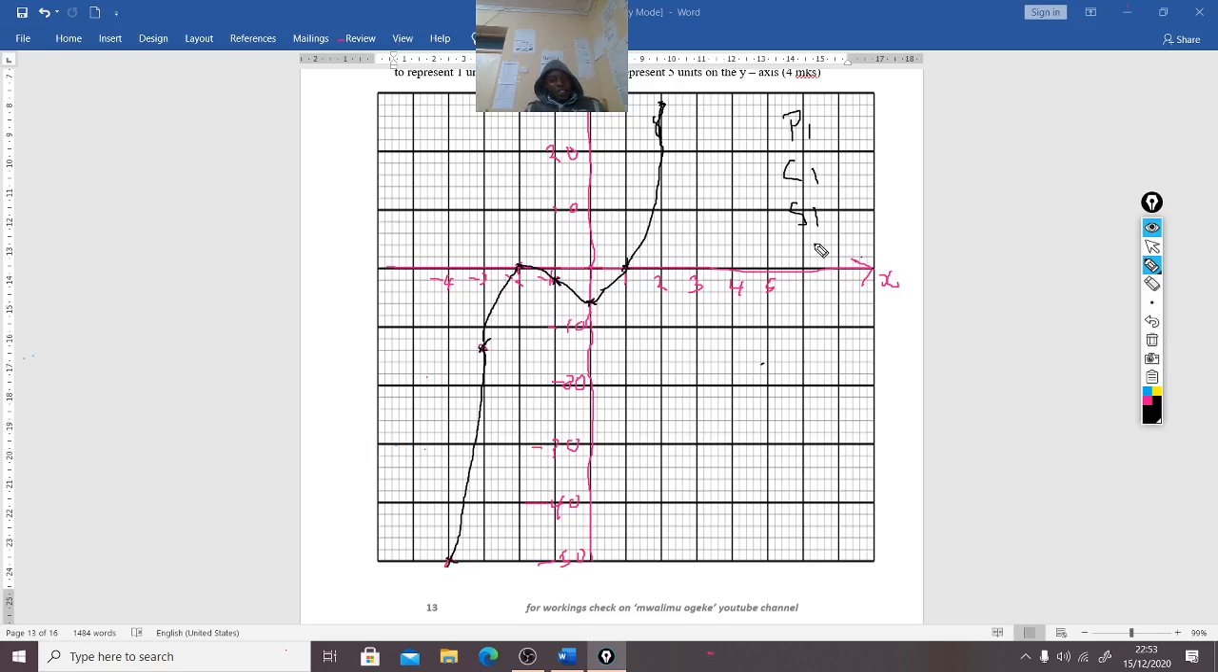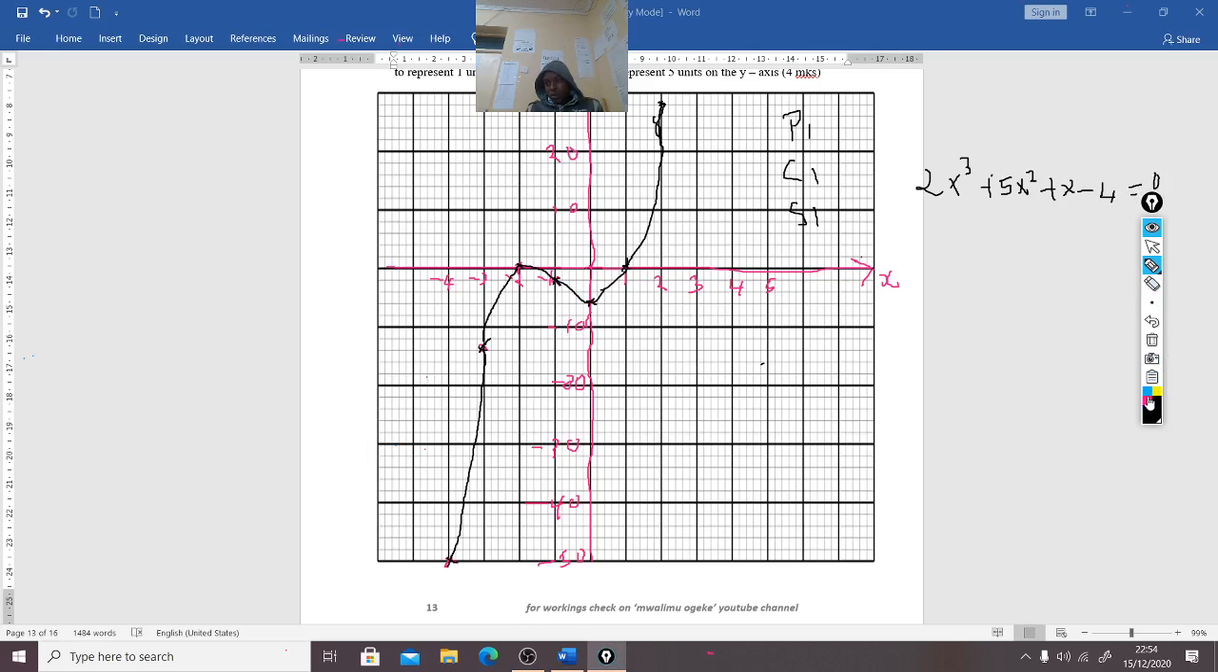Then the next question is that by drawing a suitable line, you use your graph to solve 2x cubed plus 5x squared plus x minus 4 equals to 0. Remember we are using this graph.